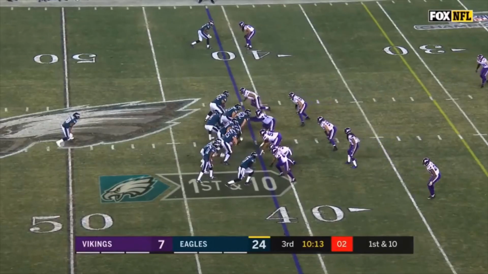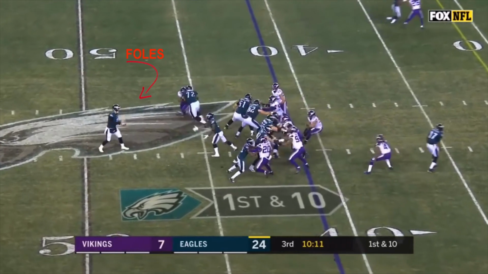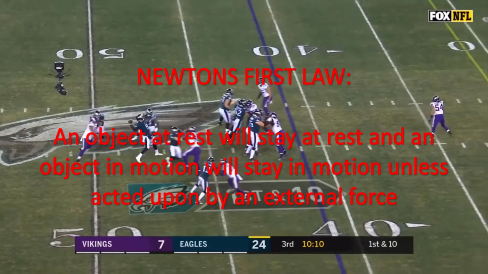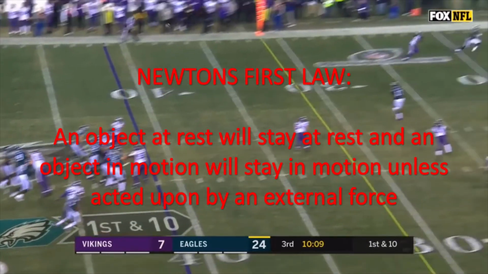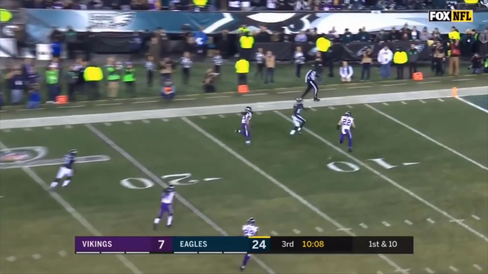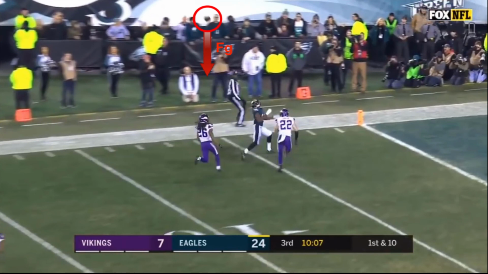So here we see two instances of Newton's first law being applied. Firstly, when the ball is tossed to Foles, and then when he throws it for the touchdown. Newton's first law states that an object will stay at rest or stay in constant motion unless it is acted on by an external net force. In the context of this play, the ball only descends because of the external net force acting on it, which in this case is the force of gravity, which pulls it down towards the ground.